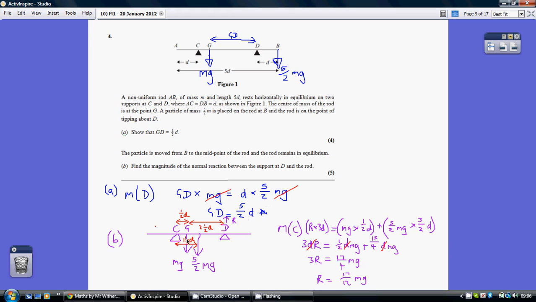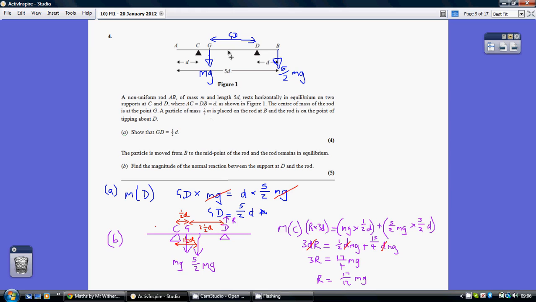Now for part b, we've moved the particle of mass to the centre of the rod. So that's the significance here. Now we're being asked to work out the magnitude of the normal reaction between the support at D. So we are going to have to take moments about C in order to work out the reaction at D.